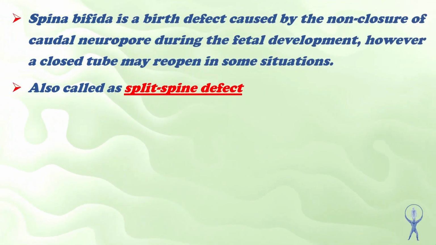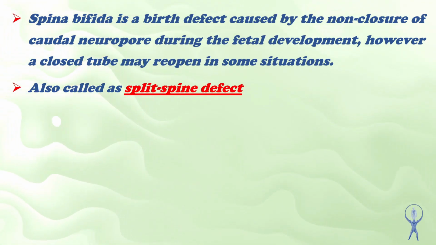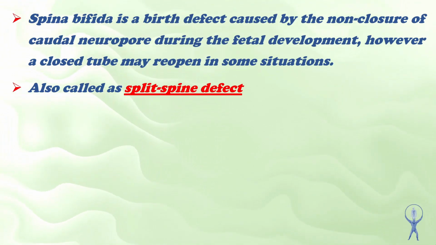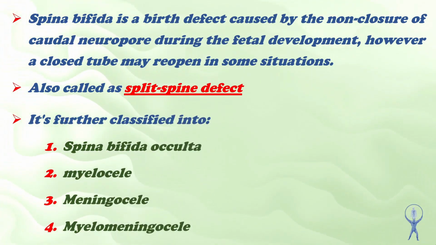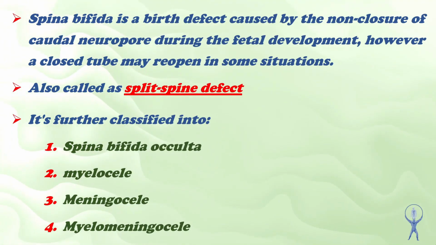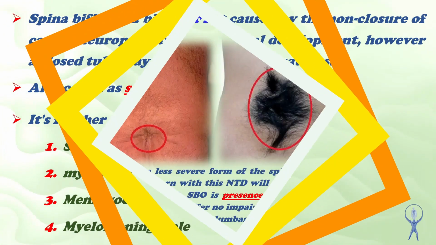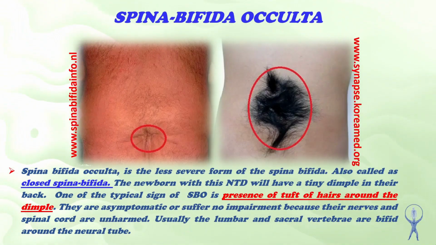Spina bifida is a birth defect caused by the non-closure of the caudal neuropore during fetal development; however, a closed tube may reopen in some situations. It is also called a split spine defect. It's further classified into spina bifida occulta, myelocele, meningocele, and myelomeningocele. What is spina bifida occulta?